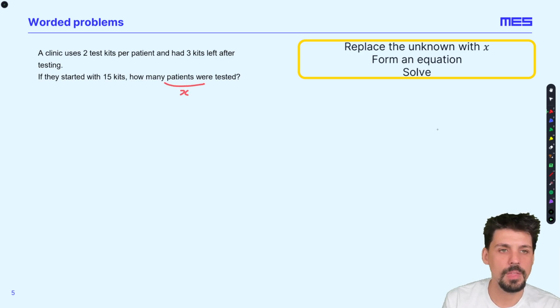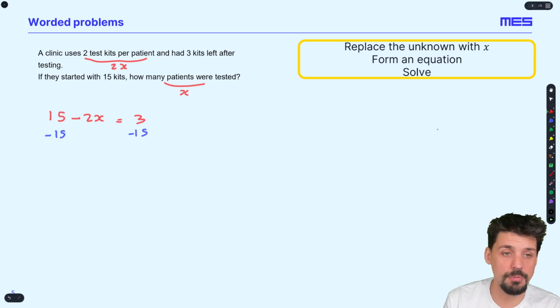Right. So this is what we're looking for, the number of patients. Okay. So 2 test kits per patient. How many test kits is that? Well, that is 2 times x, if there are x patients, 2 test kits per patient. So we started with 15 kits. We used up 2x kits, and we were left with 3. We solved this. Now, we've got a few different ways we can do this. Let's just keep the x's on the left-hand side, just to show you what could happen. We could move them over to the right-hand side.